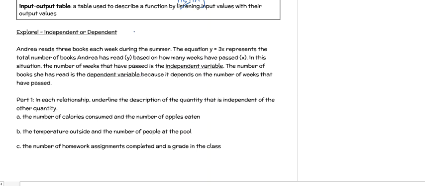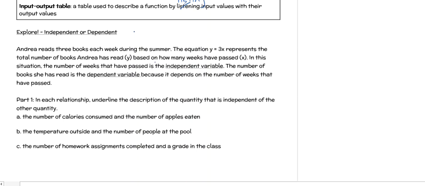The number of books she has read is the dependent variable because it depends on the number of weeks that have passed. So think of any situation for the month of April. If you know that you approximately read 2 or 3 books a week, the total number of books that you've read is depending on the number of weeks that have passed. That's why the books read is a dependent variable, because it's dependent on the weeks that have passed.